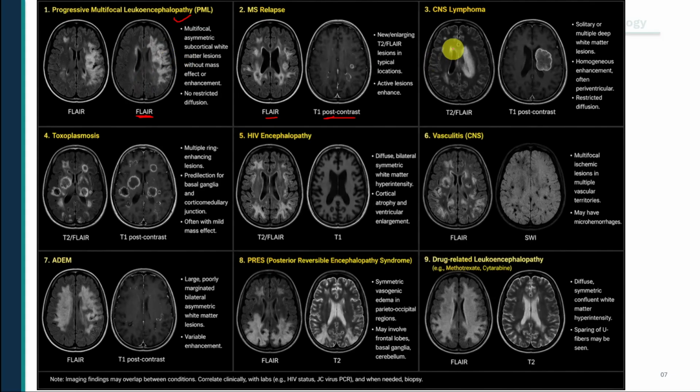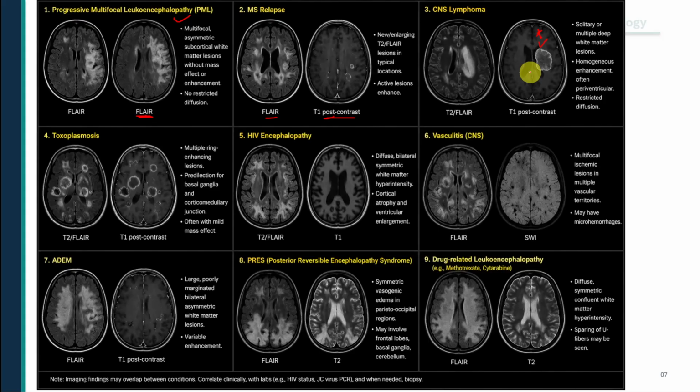CNS lymphoma is different. It often appears as a solitary or multiple deep white matter lesion, commonly periventricular or involving the corpus callosum. It usually enhances strongly and homogeneously, and it often shows restricted diffusion because lymphoma is highly cellular. So if the scan shows a deep enhancing mass with restricted diffusion, lymphoma moves up the list rather than classic PML.